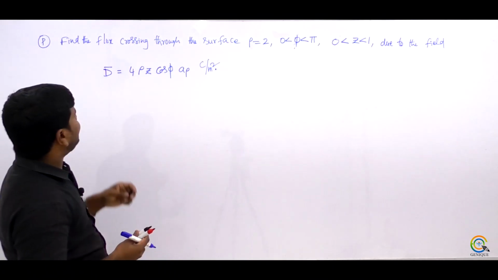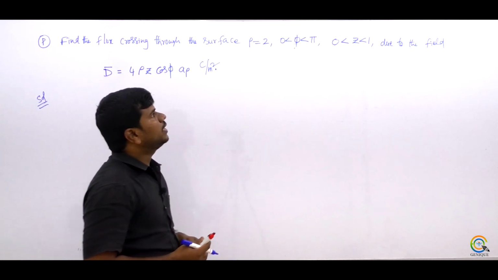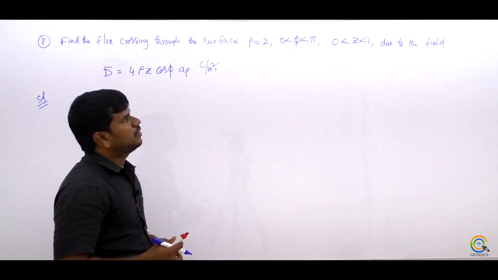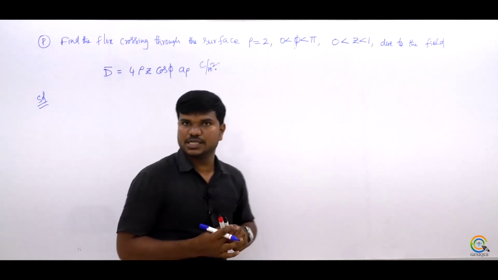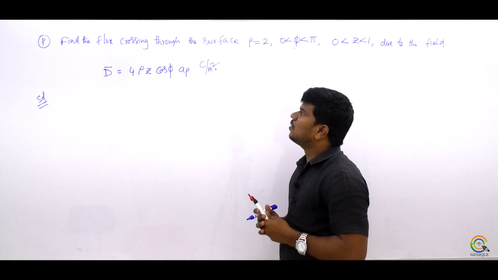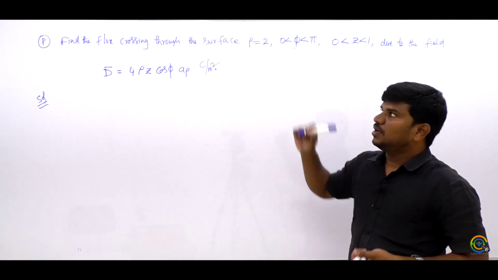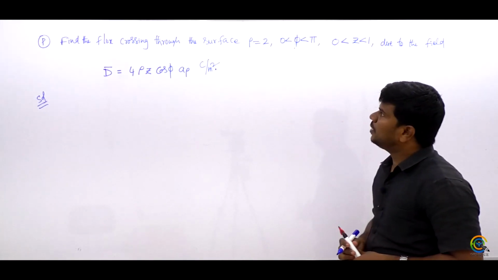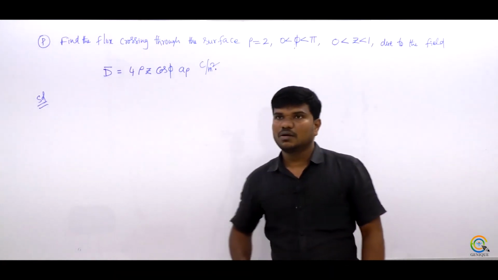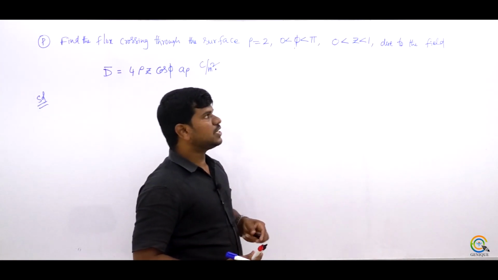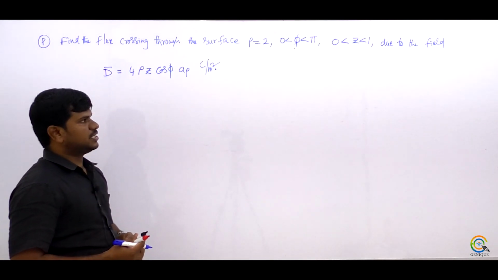The next problem is: find the flux crossing through the surface rho equals 2, 0 less than phi less than pi, 0 less than z less than 1, due to the field D equals 4 rho z cos phi a rho coulomb per meter square. Previously we solved this kind of problem in the Cartesian coordinate system, but this one is in the cylindrical coordinate system.